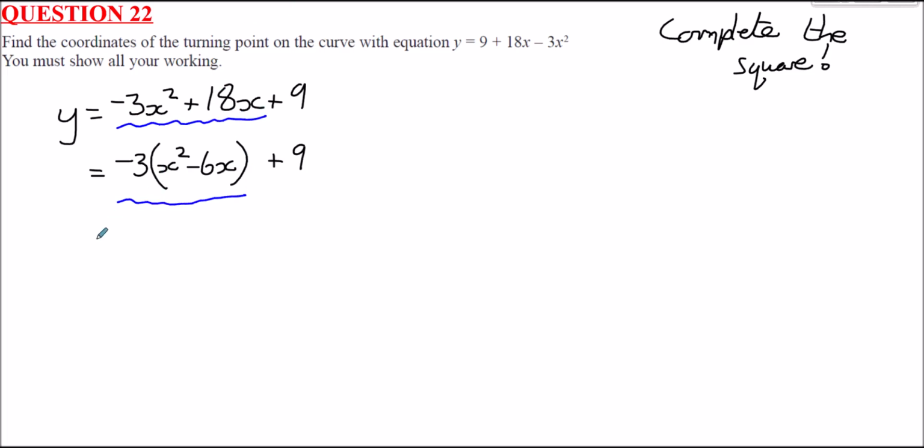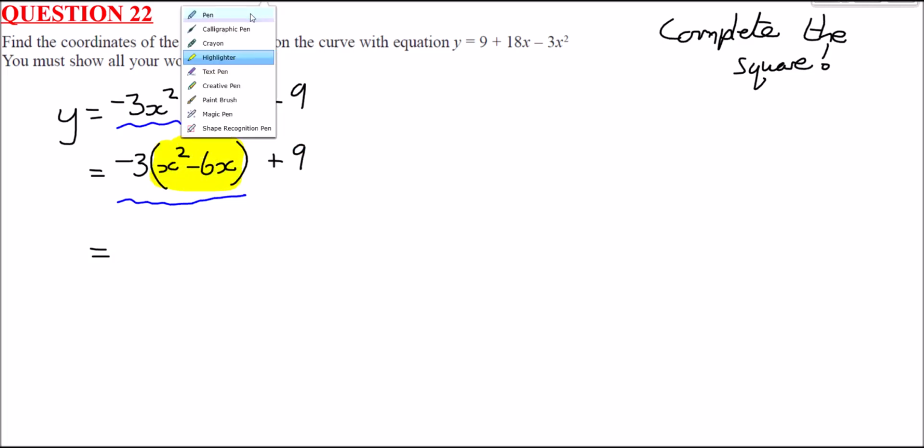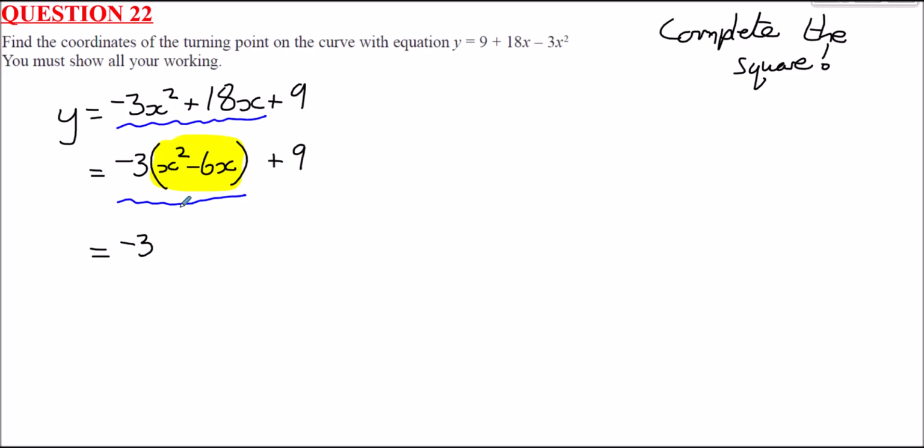Now we deal with the completing the square. So we complete the square on only the x stuff. We don't bother with that 9, that can be left alone. We're just completing the square now on this bit. So the minus 3 and the plus 9 essentially we leave alone. I'm just going to deal with completing the square on this bit highlighted in yellow. So I'm going to put big brackets up now, and that plus 9 goes at the end.